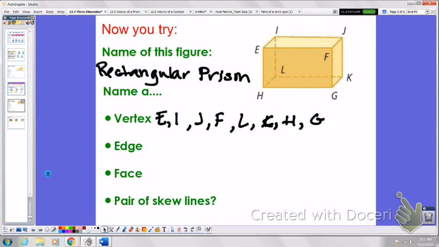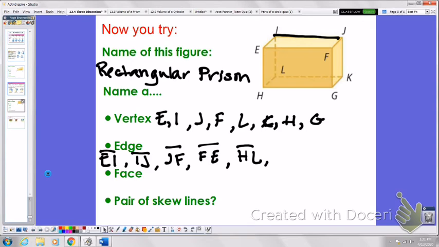Okay, so then our edges, anywhere that we see that these connect, make sure you have the line above representing a line segment. So if I just start back at E again, we have segment EI, I have segment IJ, segment JF, and segment FE. So that connects all of our top vertices. Then jump to the bottom, we have segment HL, we have segment LK, rather, and segment KG, and GH.